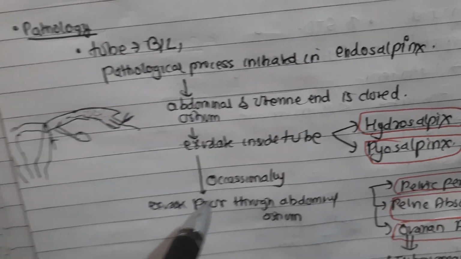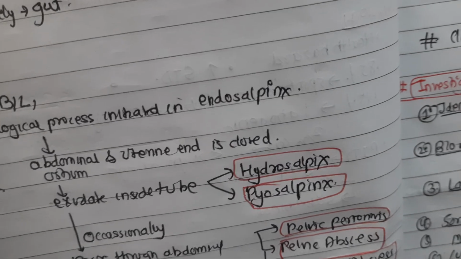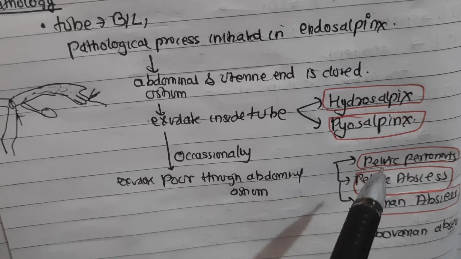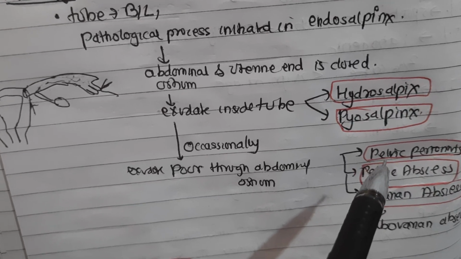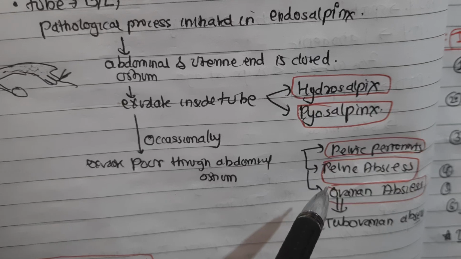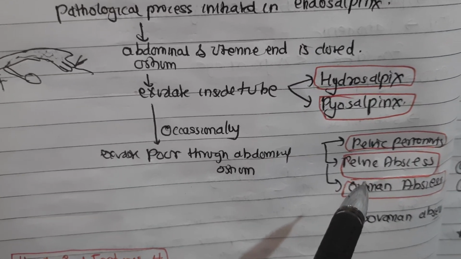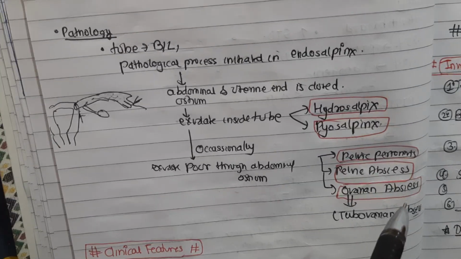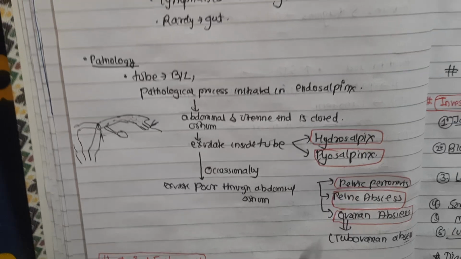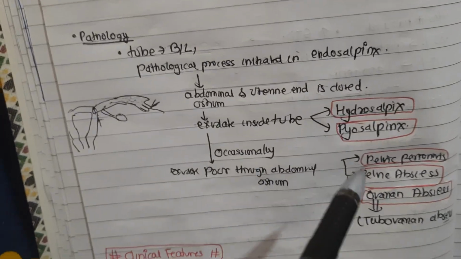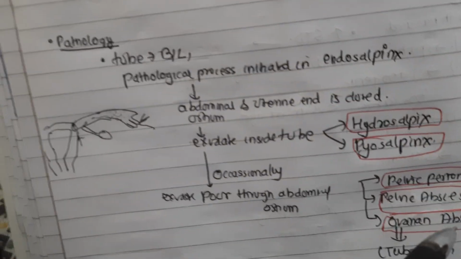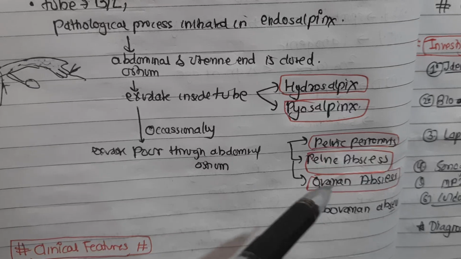the exudate may pour into the pelvic peritoneum through the abdominal ostium, and they can produce pelvic abscess, or they may produce ovarian abscess, and finally that results in tubo-ovarian abscess. So that was the pathology of PID. How the abscess is formed, how the process is initiated, how hydrosalpinx is formed, and how the final result like pelvic peritonitis, pelvic abscess, tubo-ovarian abscess is formed.